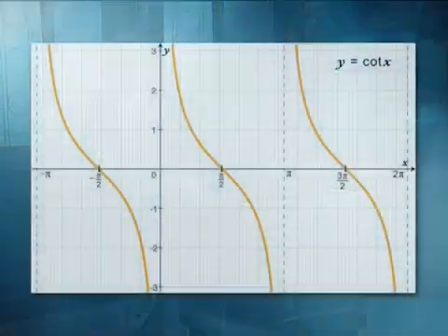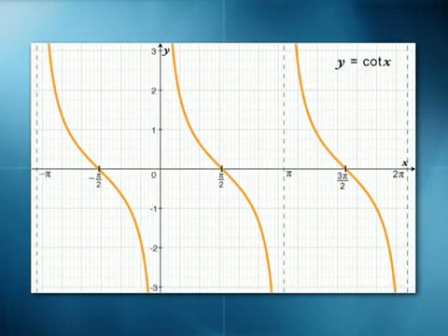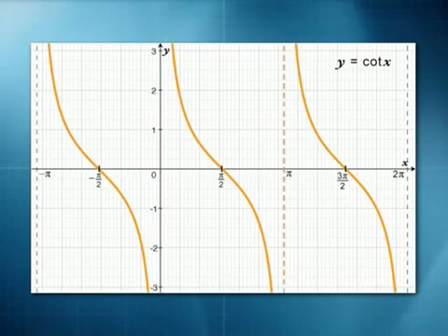Here it is. Here's a picture of cotangent. Notice the vertical asymptote at x equals 0, also known as the y-axis, and then the next one is over at pi. That's the next vertical asymptote. And notice that at pi over 2, the graph touches the x-axis. That's because cosine of pi over 2 is 0. The numerator is 0.